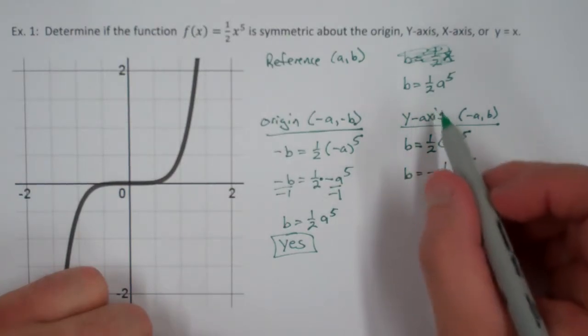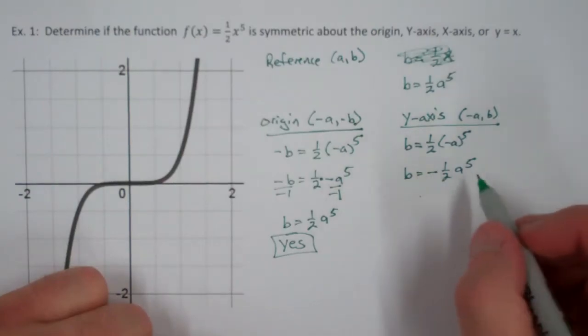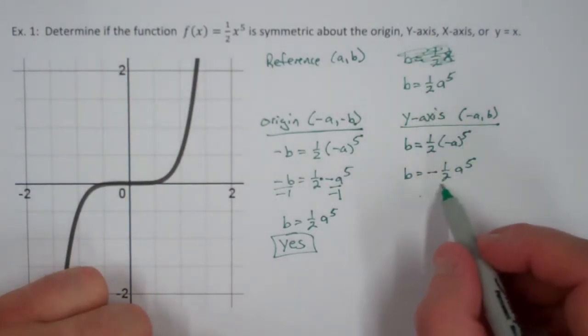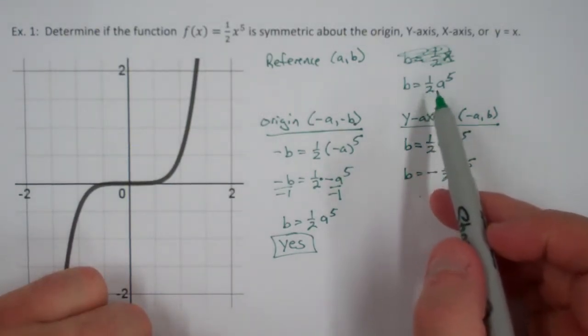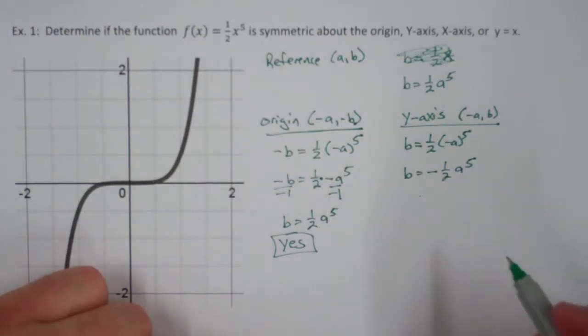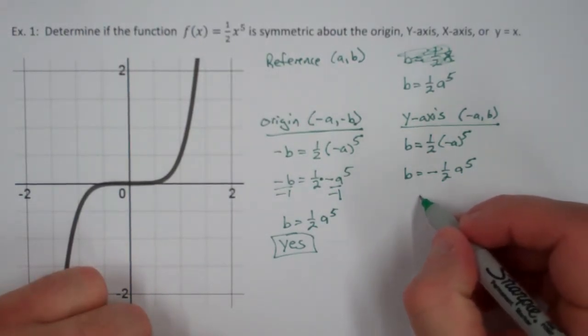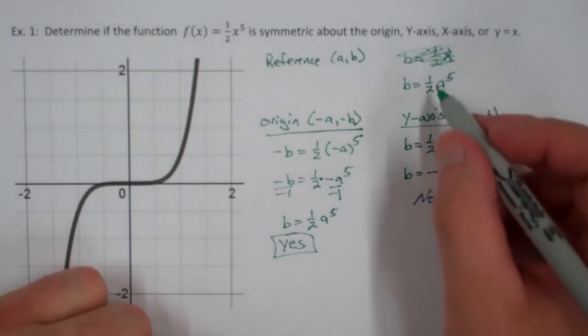This is different than the reference equation, and we can't get it to look like this one. If we divided by -1 or multiplied by -1 on each side, then we'd have b is equal to 1/2 a to the 5th, which is still not this. We'd just be trading negative signs back and forth if we kept multiplying by -1. So there's no way to make this look like that.